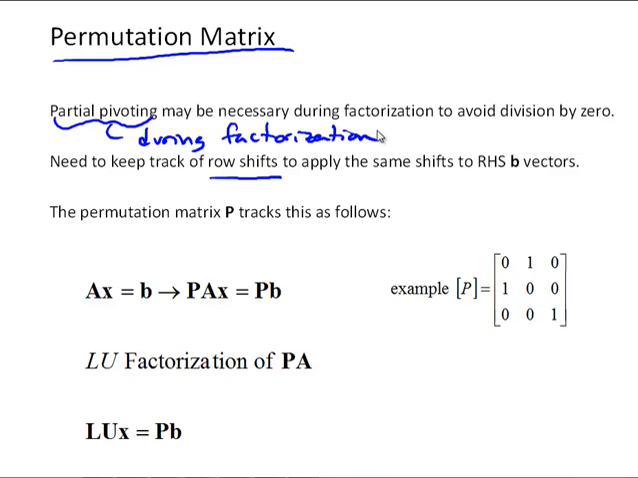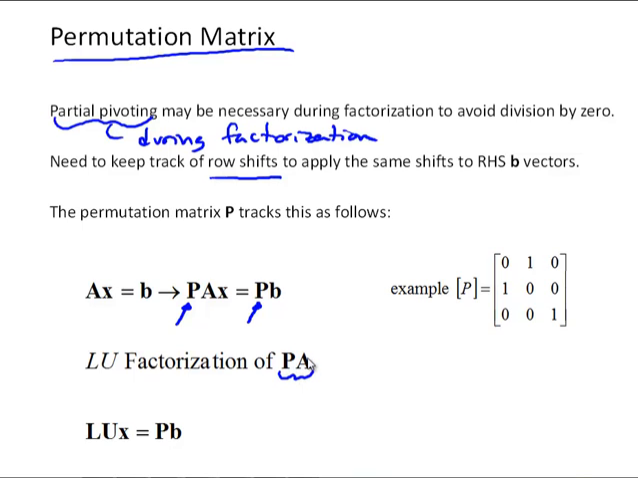Which, recall, is basically just a Gauss elimination process where we keep track of the elimination factors. And so then we can apply the permutation matrix as follows. We would replace our linear system by multiplying both sides by P. So PAx is equal to Pb. And our LU factorization would be of the matrix PA.